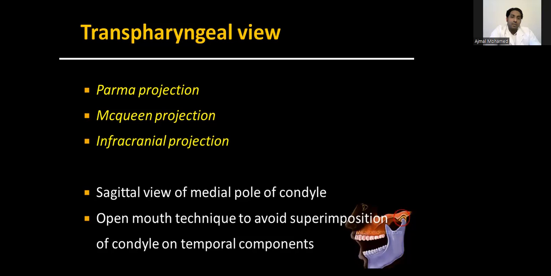And why is it called transpharyngeal? Because remember the pharynx is always situated in the central portion of our body. So think like that: center, you have to associate the central portion with the medial pole. Like that, you have to remember. So the transpharyngeal view helps to identify the medial pole of the condyle. And here, to avoid superimposition, they always prefer to take the transpharyngeal view with the open mouth technique.